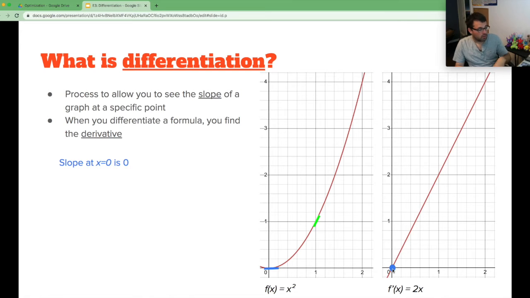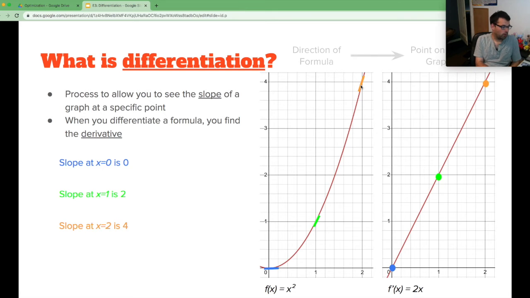Next, if we go to x equals 1, the slope is a little bit steeper, so we have to change it. The slope at this point is 2, so it has a steeper slope. So we plot the green point at 1, 2. The slope at x equals 1 is 2, so the coordinates are 1, 2 for the derivative. Last one, in orange, up top, at x equals 2, the slope is 4. So when we move that over, we end up getting a point at 2, 4.